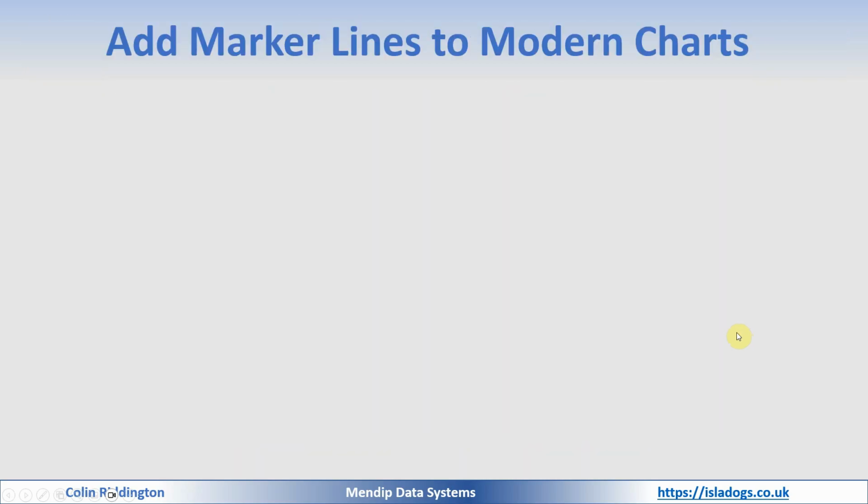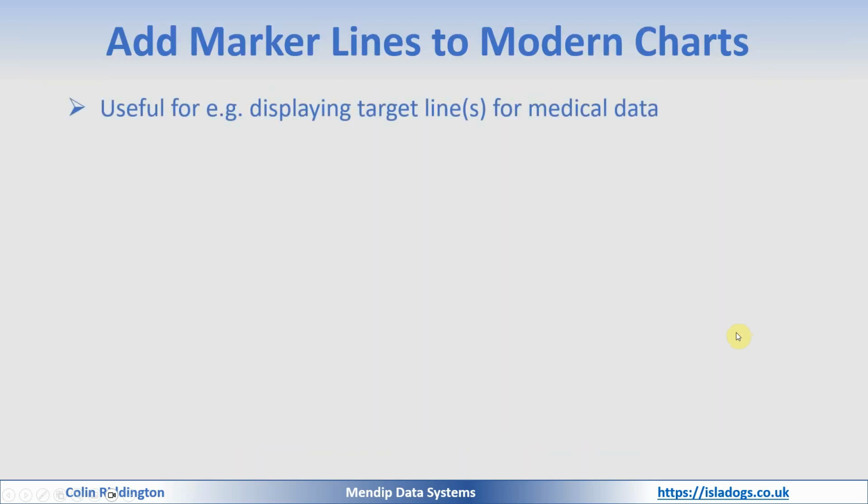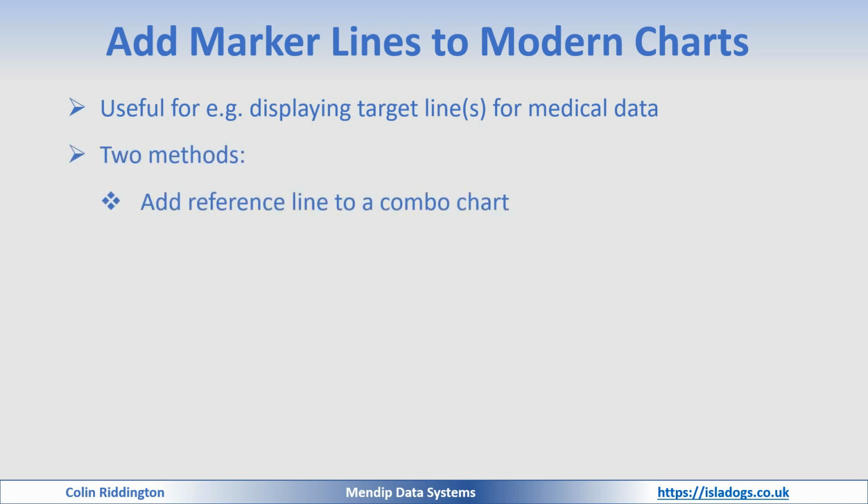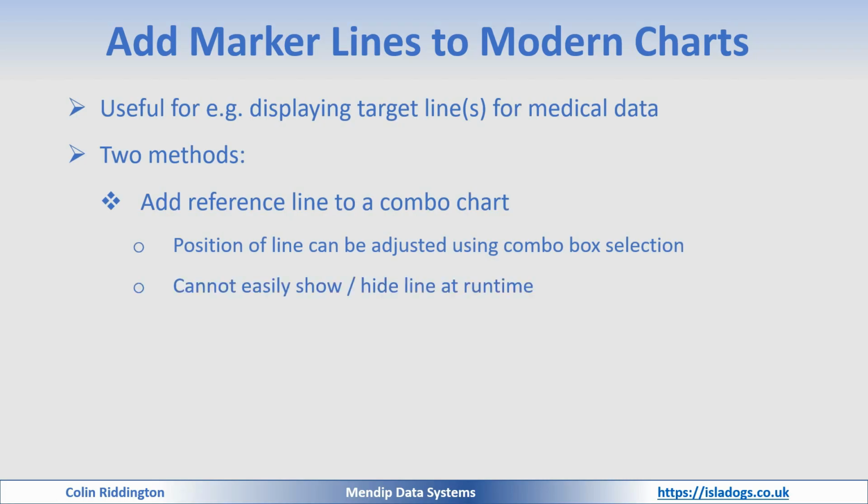Okay, now why would you want to do this? Well, for example, if you are using medical or financial data, you may well wish to display target lines on their chart. And there are two ways that you can do that. First of all, the simplest way is just to add a reference line as an extra series on a combo chart. And you can then use combo boxes to adjust the position of the line or lines. But there is an issue with this, that you cannot easily show and hide the line at runtime.